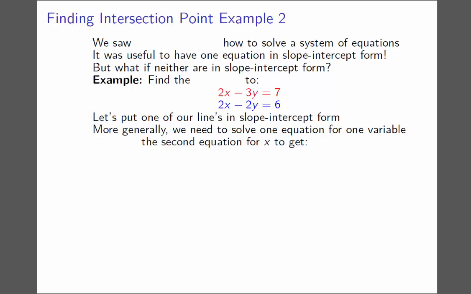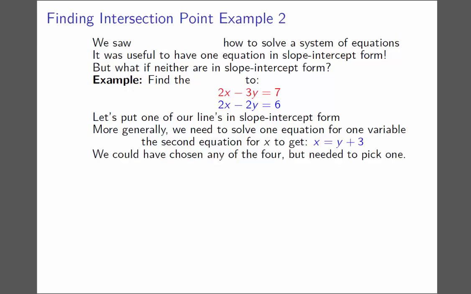By adding 2y and dividing by 2 on both sides, we can solve the bottom equation for x equals y plus 3. It's worth pointing out that we could have chosen any of our four options: solving the first equation for x, solving the first equation for y, solving the second equation for x, or solving the second equation for y. Any of these would have worked, but we needed to pick one.